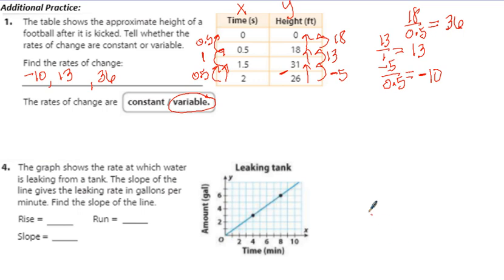All right, so let's do a graph again. So it says the graph shows the rate at which water is leaking from a tank. The slope of the line gives the leaking rate in gallons per minute. Find the slope of the line. So they broke it down for us. They want us to first find the rise, which would be our change in y's.